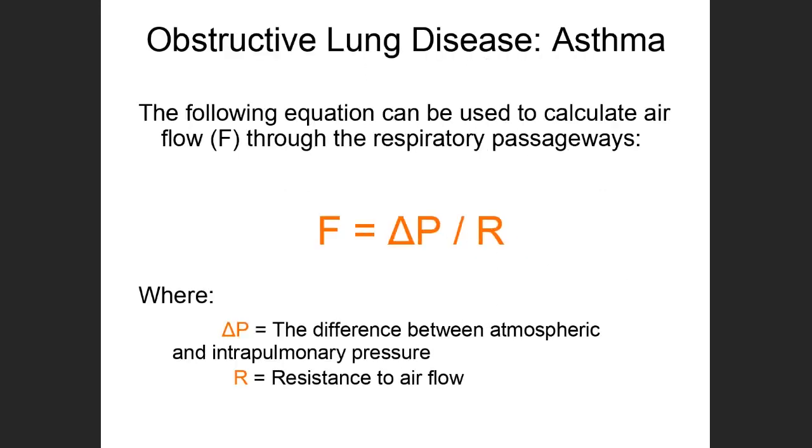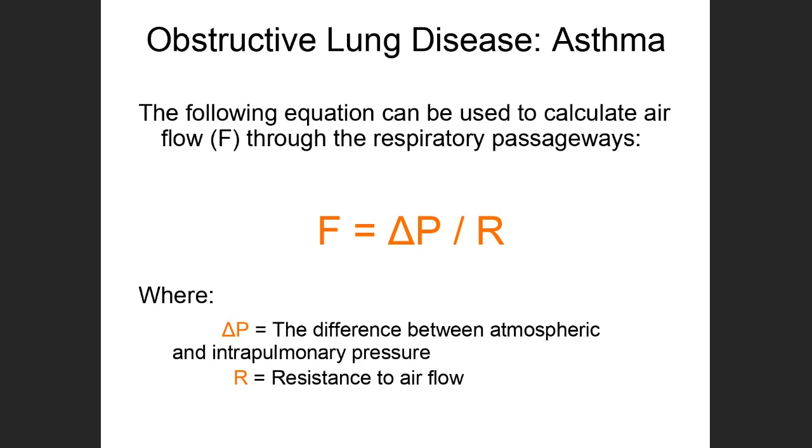I want to talk about a formula that allows us to calculate airflow through the respiratory passageways. You've seen this formula before. It's the exact same formula that we use to calculate blood flow through a blood vessel. Basically, the formula is this: airflow, or F, which is the volume of air moving through a passageway, is equal to triangle P, the difference in pressure.